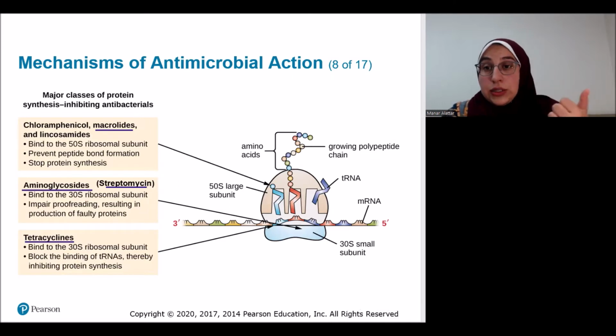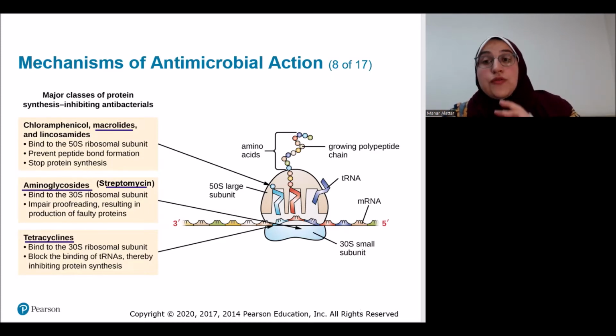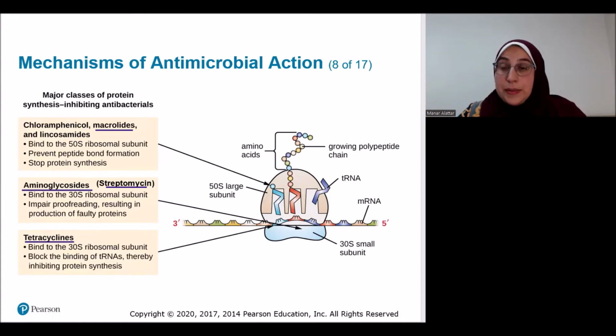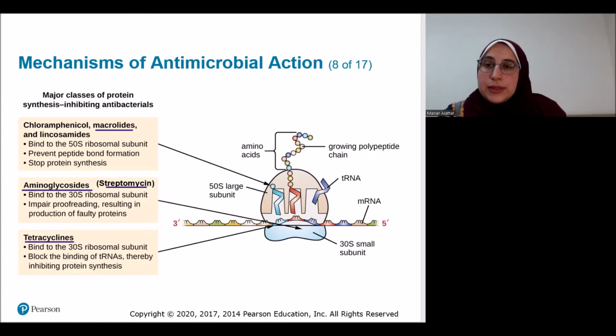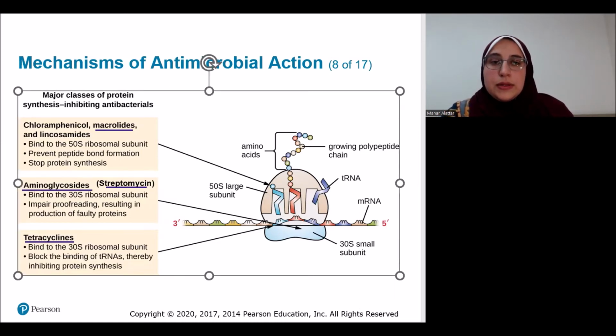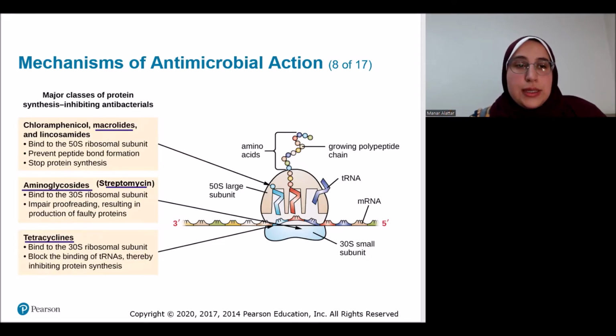Aminoglycosides tend to be used for gram-negative bacterial infections. And tetracycline tends to be used for both. It's a more broad spectrum antibiotic that's used for both gram-negative and gram-positive bacteria. Okay. So that's protein synthesis and our three examples: macrolides, aminoglycosides, and tetracycline.